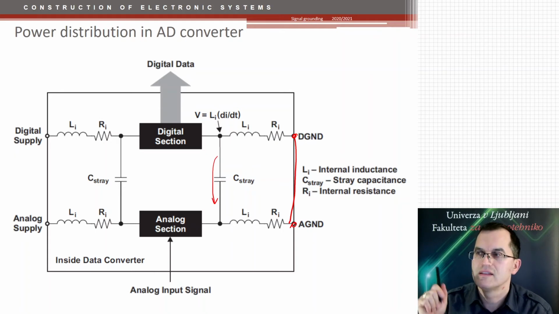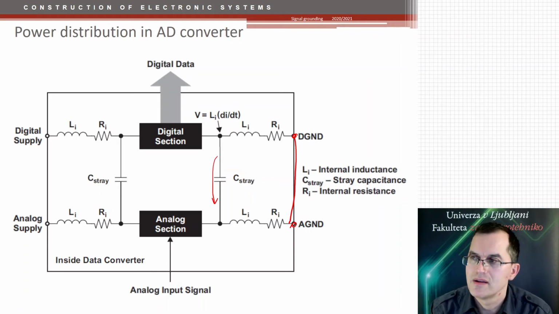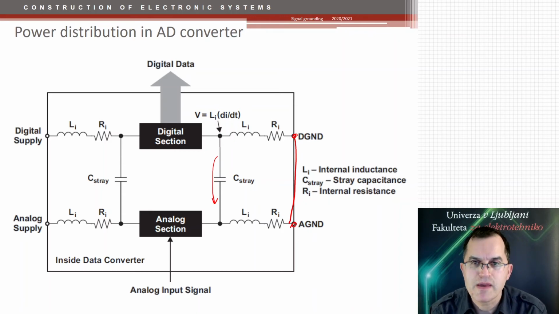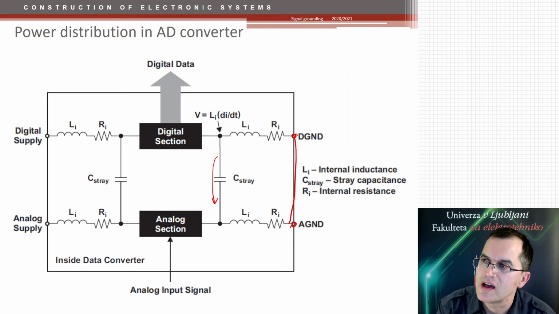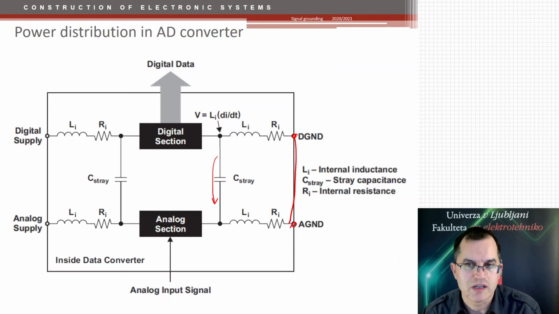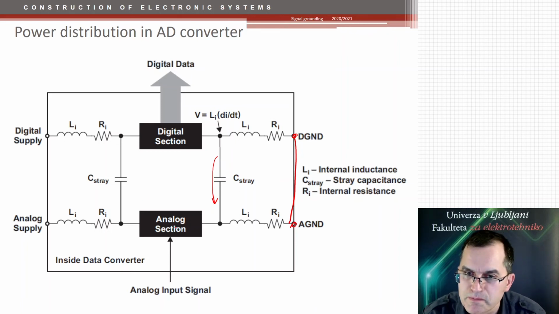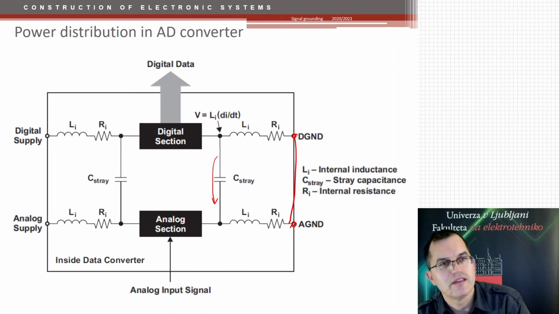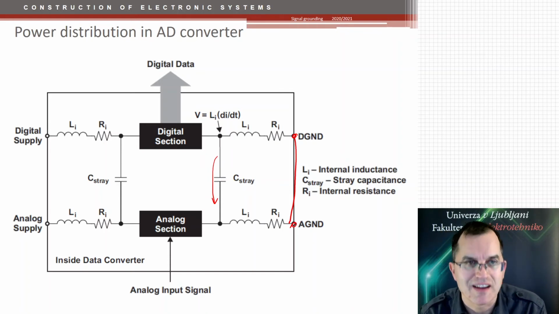And that's the most important design criterion: keeping the potential between digital and analog ground of the A to D converter as low as possible. And therefore, the noise would not spread inside the chip.